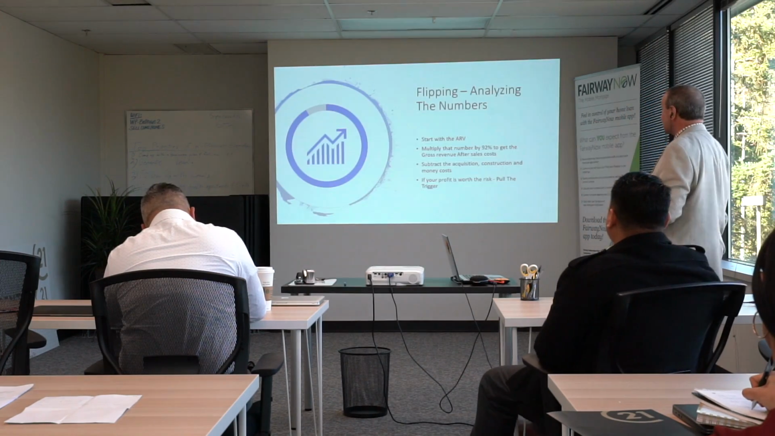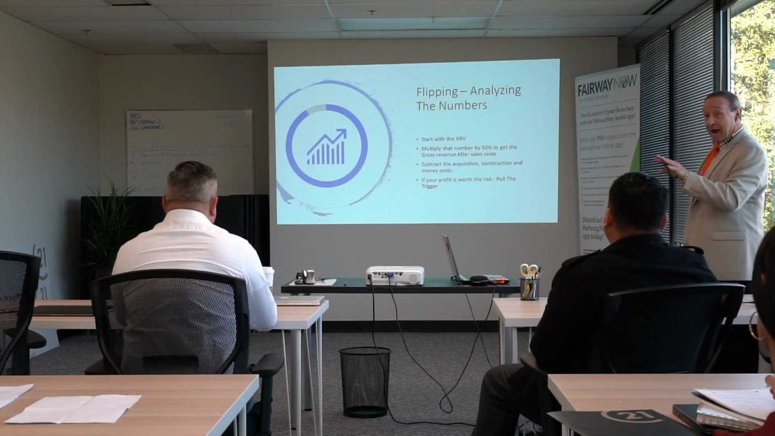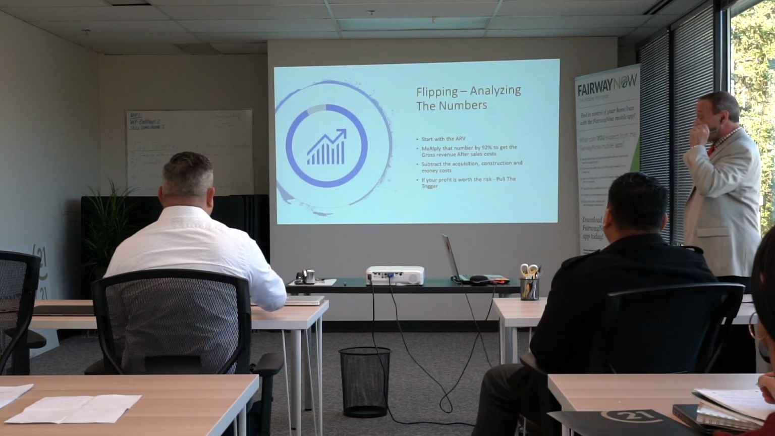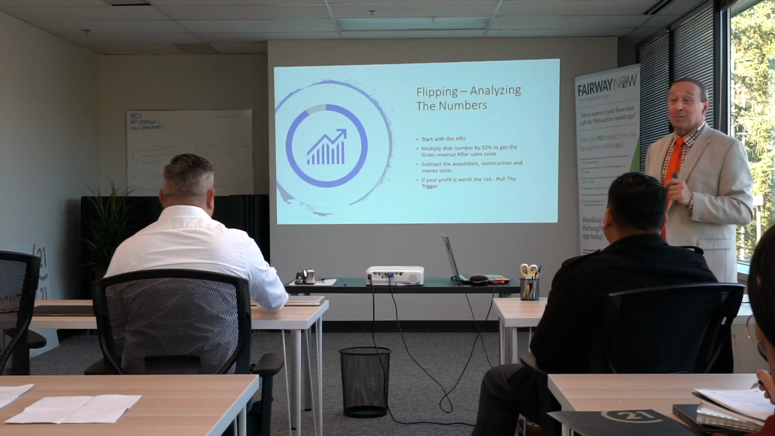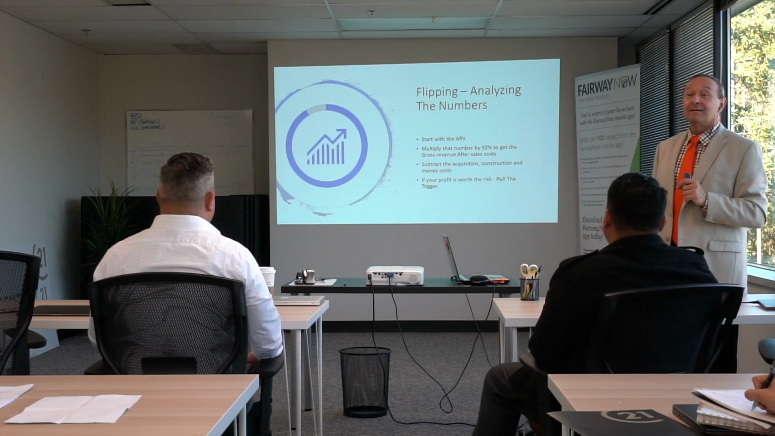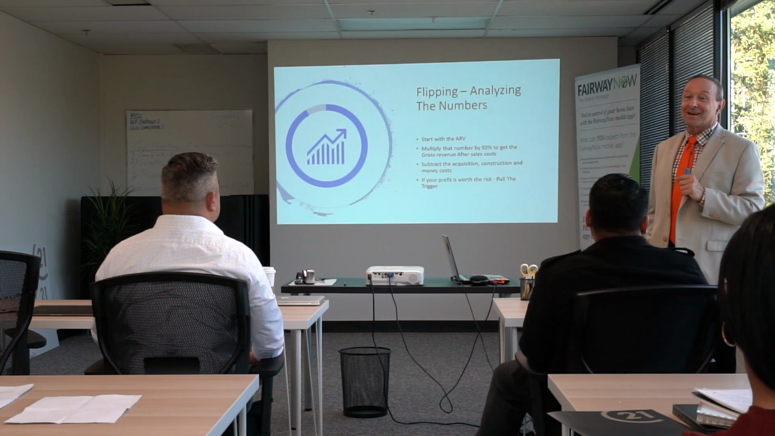Go. So let's look at a deal. Start with the ARV, after repair value. Multiply whatever your end sales price is going to be by 92%. Anybody know why? Well, you've got 6% for commissions and 2% for closing costs.